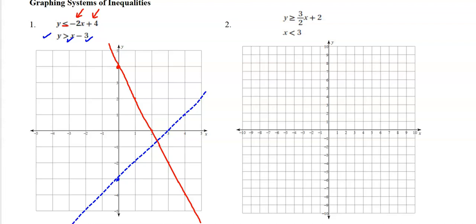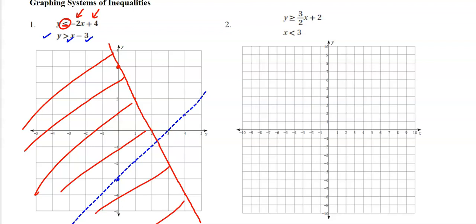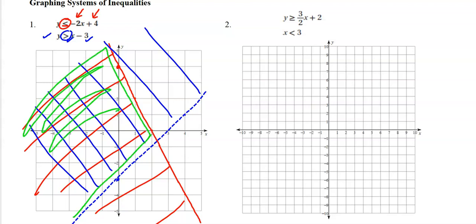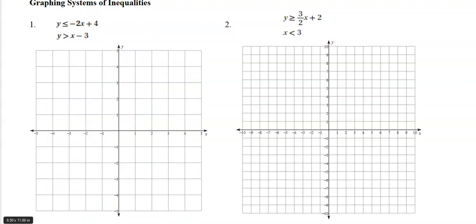All right, now I got to get my shades going. So this first one, since it's less than, I'm going to shade below, under the line. With the blue one, it's greater than, so I'm going to shade above the blue line. Basically, the solution region to the problem is the double shaded area. All the ordered pairs that live inside there, that is the solution region. And you can punch that in Desmos and it'll shade it really nice for you.